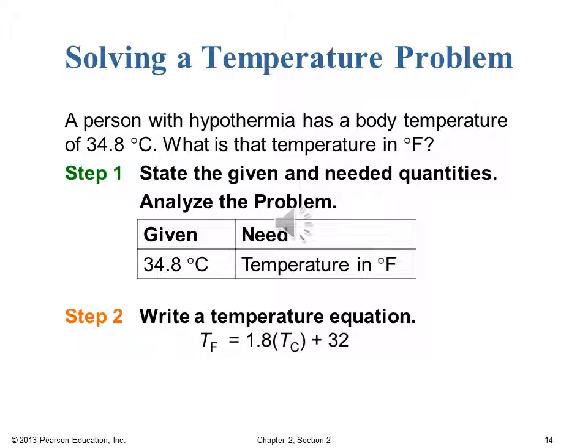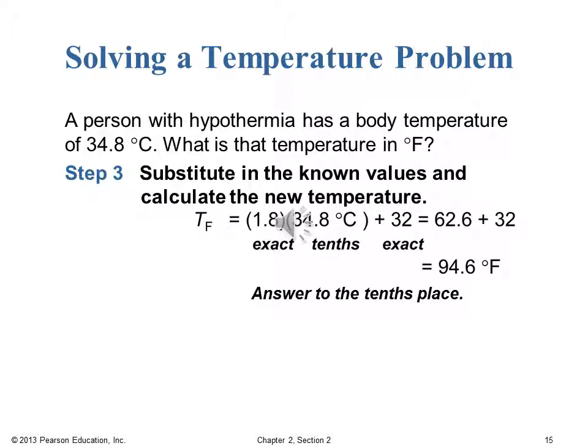Step 2, looking at our temperature equation, well, we want temperature in Fahrenheit, and we're given temperature in Celsius, so the ideal equation to use is temperature in Fahrenheit equals 1.8 times the temperature in Celsius plus 32. Okay, make sure you do the 1.8 times the TC before you add the 32. The order does matter there.